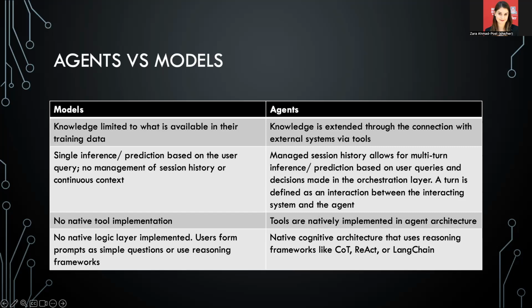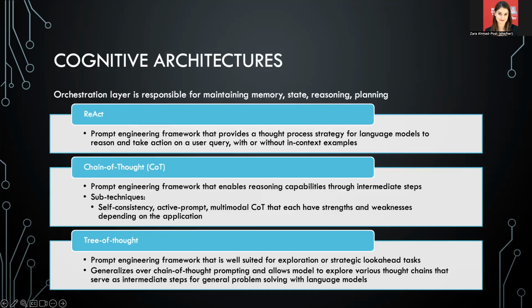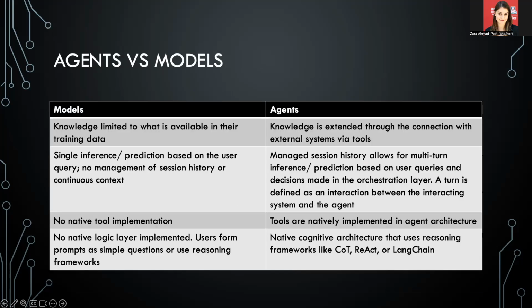And yeah, agents use something called a cognitive architecture. Agents are going to use a cognitive architecture that's going to use reasoning. And that reasoning framework is where we get into LangChain, right? So who's heard of LangChain? A couple of people? All right.